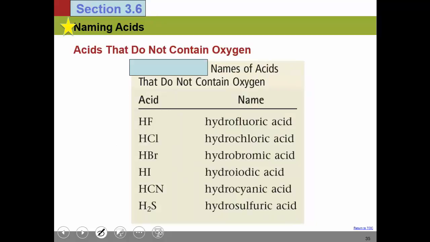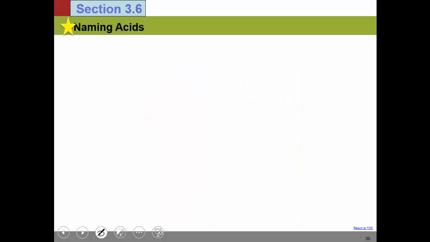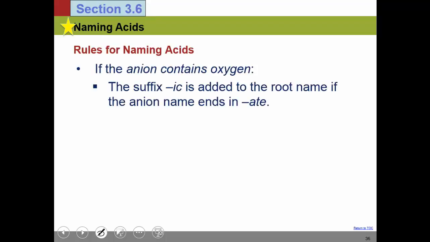Now, names of acids, of course, that don't contain oxygen. So here we have hydrofluoric acid, hydrobromic acid. Look at this one, it's kind of funky, but hydroiodic acid. But if you do have an oxyacid, what we'll find is that the suffix ic will be added to the root name if the anion name ends in ate.